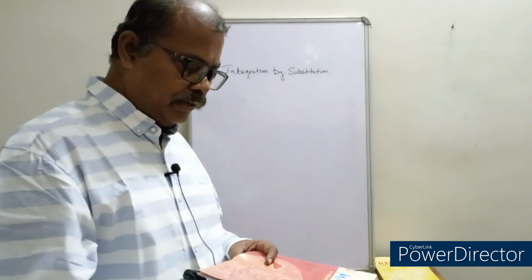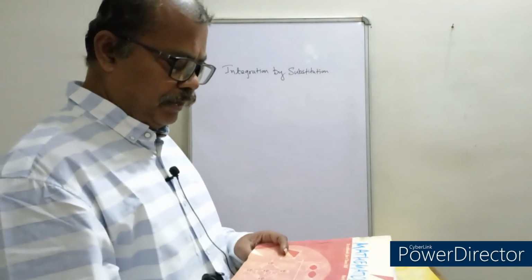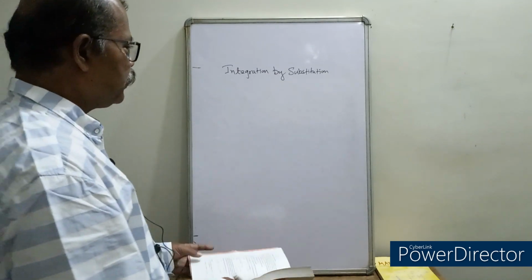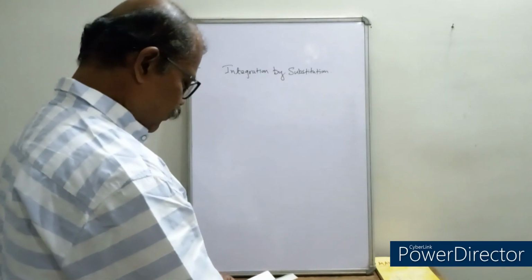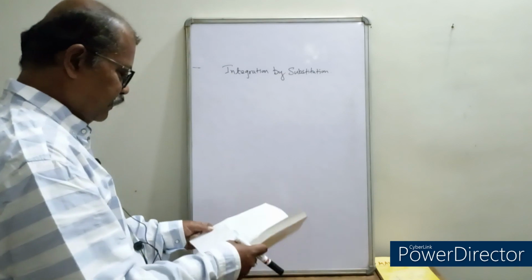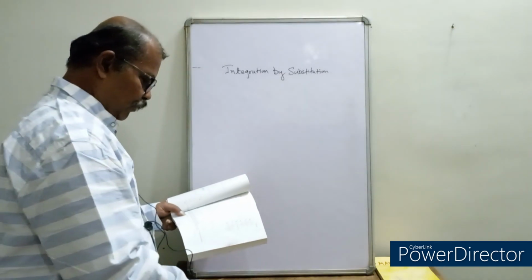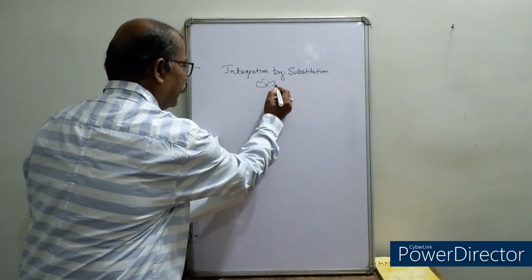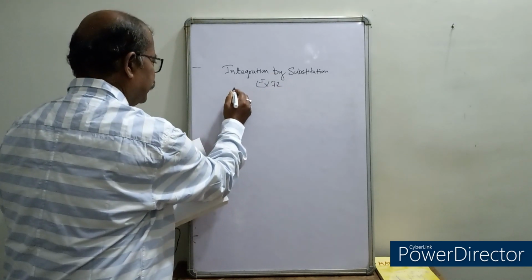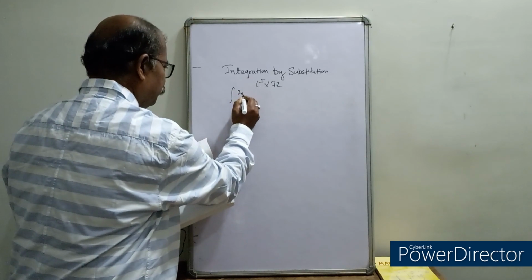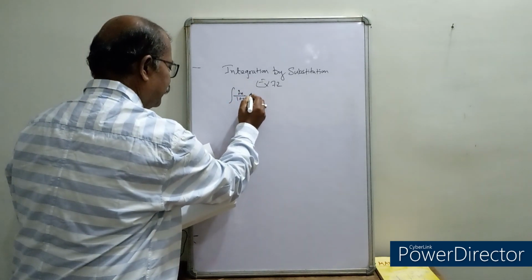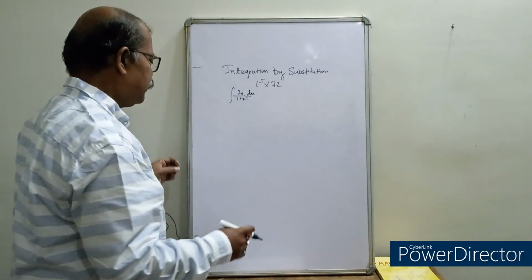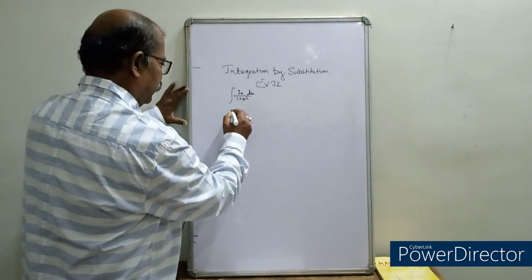Today I am going to start class 12 mathematics part 2, integration, that is integration by substitution. Now I am going to start the exercise. This is exercise 7.2, and your first question is the integration of 2x by 1 plus x square dx. Now you have to integrate it. So you see how I am going to do it.